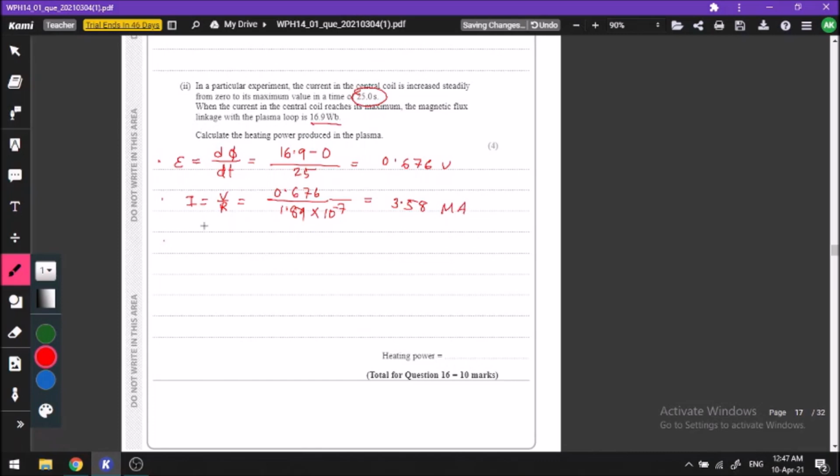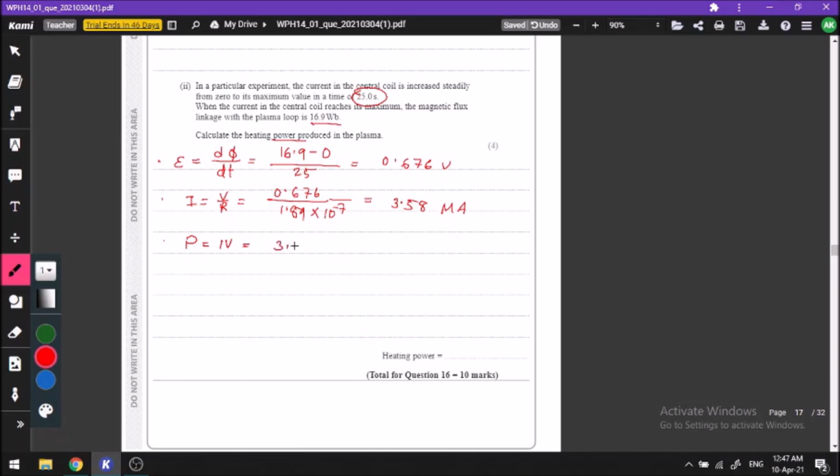And using that we can calculate the heating power in the plasma. How? Power is equal to IV. Remember, for electrical power you need IV or I squared R or V squared by R. So you need any two from I, V and R. So here we have V, here we have I. So using these two we can calculate power. So power is equal to IV.